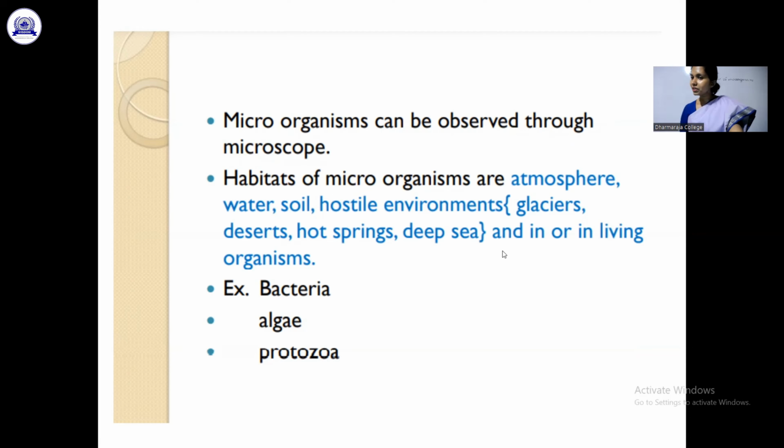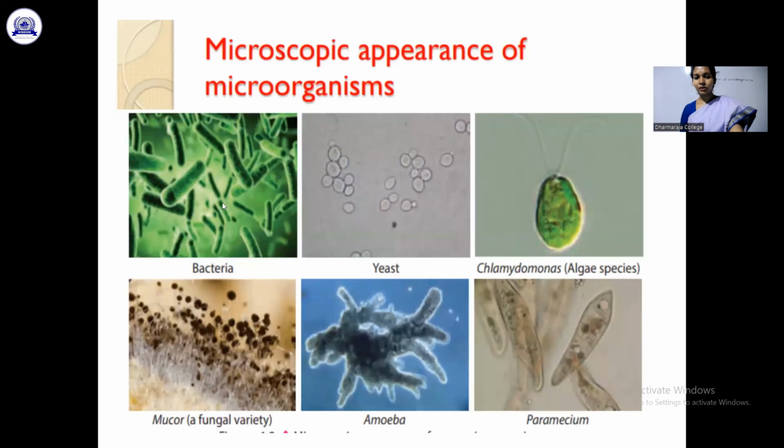Next, for examples of microorganisms, bacteria, algae, protozoa, fungi and viruses can be taken. These are some of the microorganisms here. Bacteria are unicellular, and there are different types of bacteria of different shapes. And then this is yeast, a type of fungi. Yeast is something that we can see in coconut water.